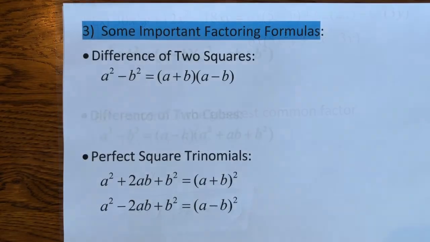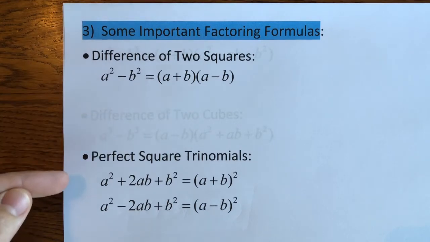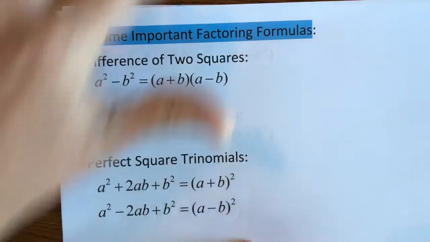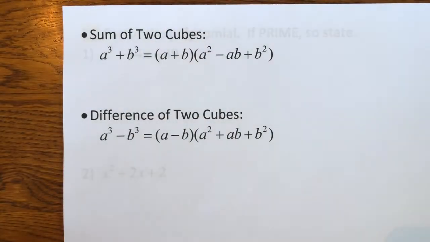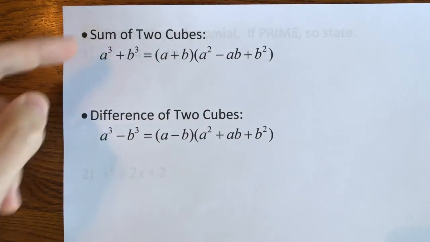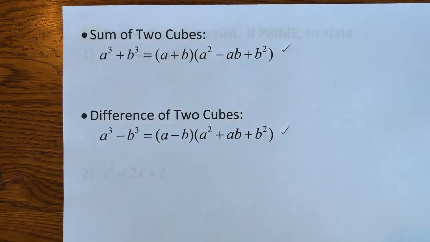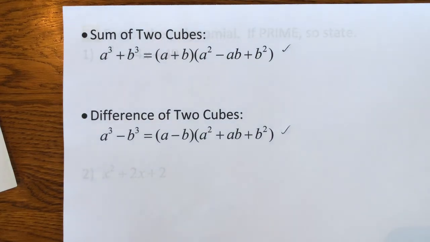Some factoring formulas that you should be aware of: difference of two squares, perfect square trinomials, sum of two cubes, and difference of two cubes. These two are the ones you really got to memorize and be able to work with. Of course, the other ones you should know how to work with as well, but those can just work themselves out since they're just of second degree. They're just a little bit smaller and easier to work with.